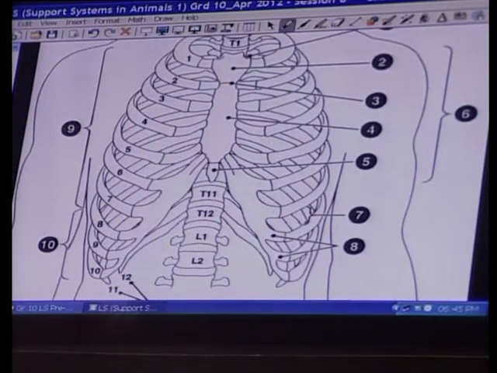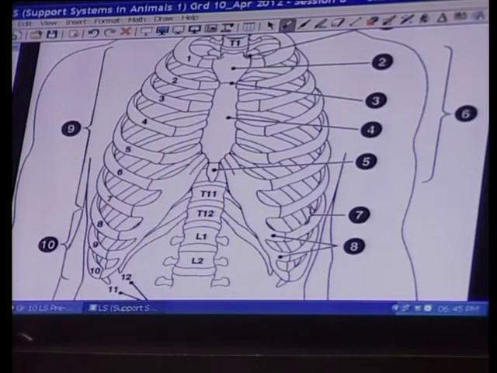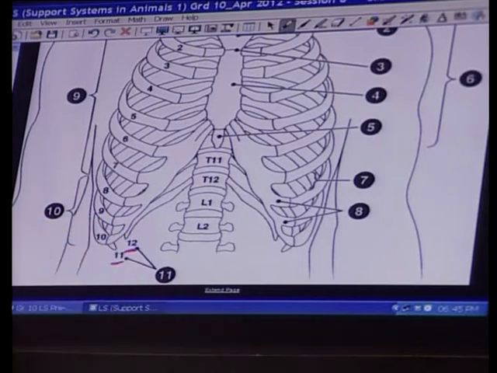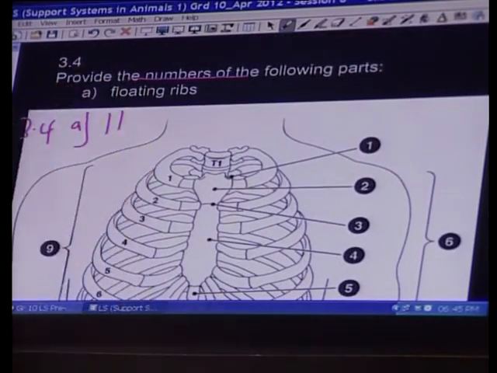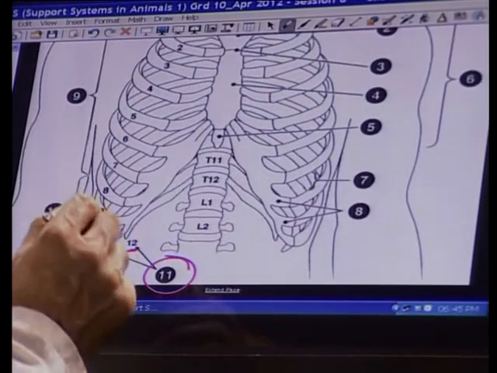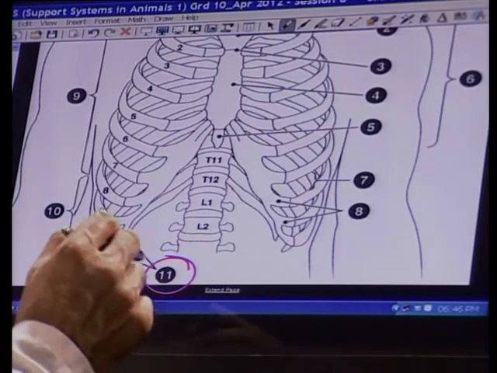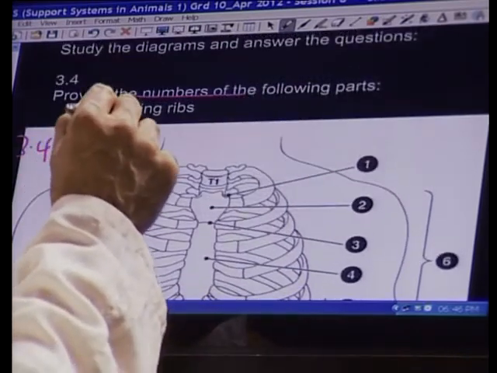Remember, the floating ribs are those ribs that are not attached to the sternum in any way. And if we go down, we will find that those are number 11 and 12. So we can give 11. Here now the examiners will have a hard time marking because there are 2 numbers there. Normally these would be given in letters and the others will be given in numbers. Here they gave you 2 numbers, so they would have had to accept if you said 11 or if you said 11 and 12.